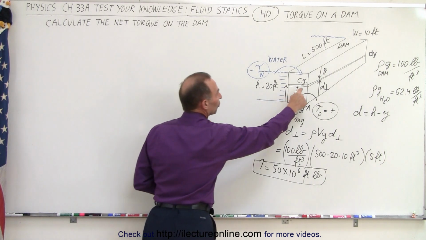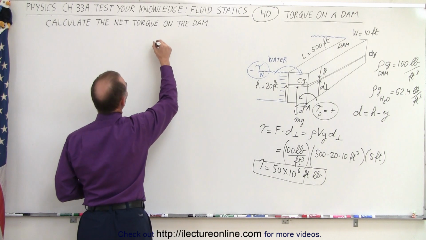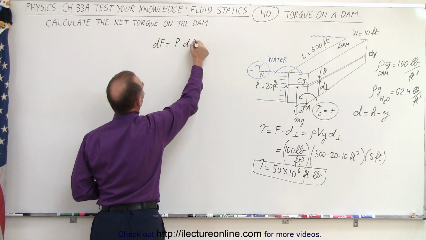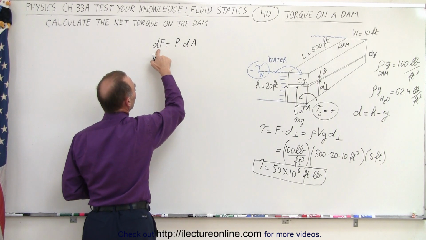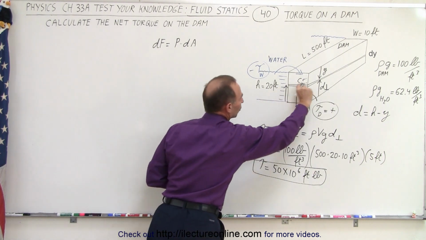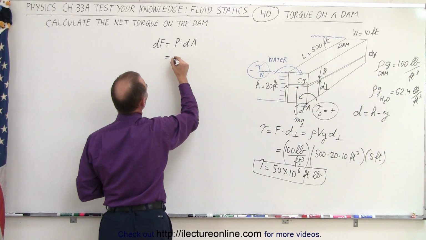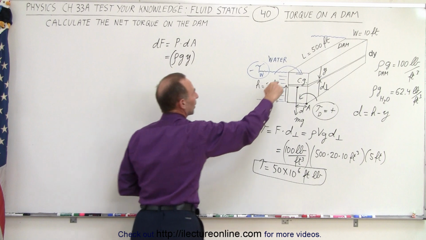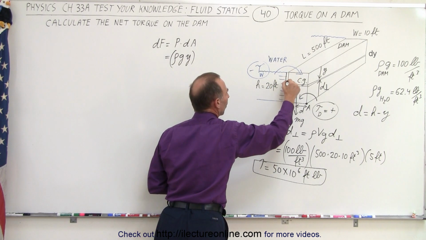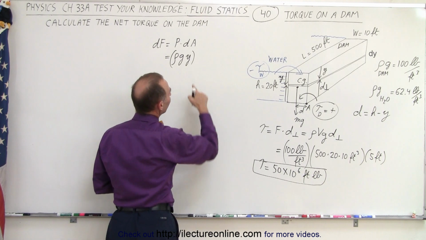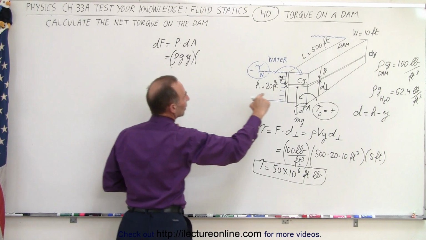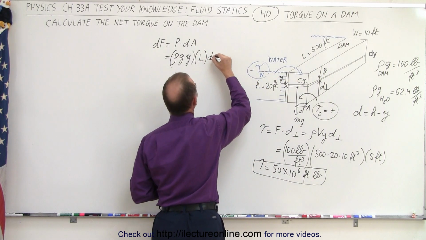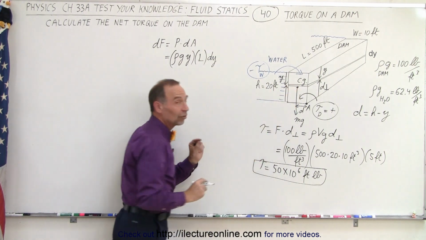Now, what is the force on that small little strip of dam? Well, the force, the dF, is equal to the pressure times the area. Since pressure is force divided by area, then force is equal to pressure times area. Of course, it's going to be a small little strip of area. And the pressure is going to be equal to rho gy. That's the pressure depending upon the depth of the water, at the depth y below the surface at that point. And the area is going to be the length of the strip times the height, which is a dy. So that's going to be the force on every one of those little strips.